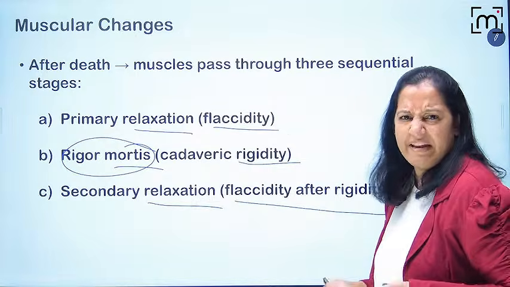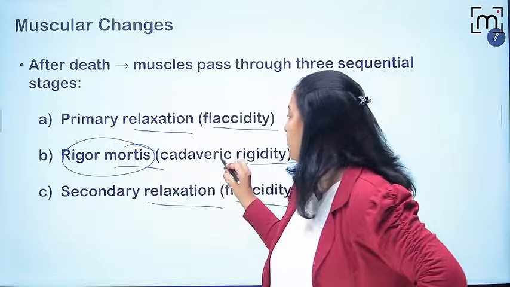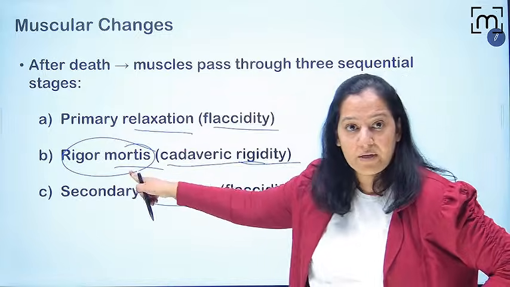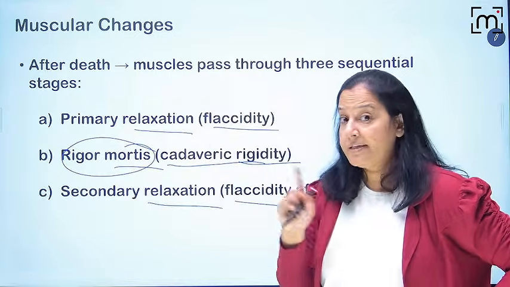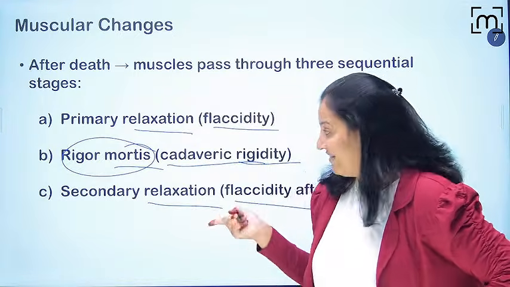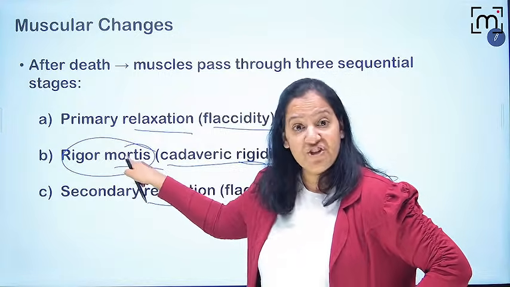Learn their other names. They are very easy. Rigor mortis, also known as cadaveric rigidity. It is not cadaveric spasm. Cadaveric spasm is the differential diagnosis of rigor mortis.